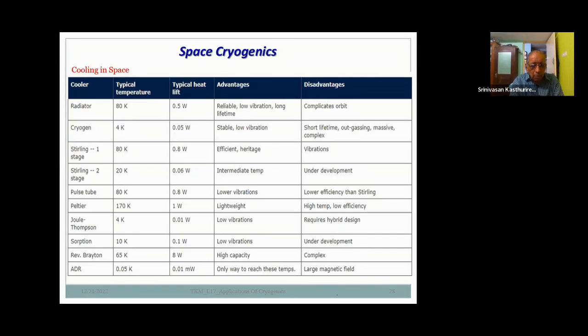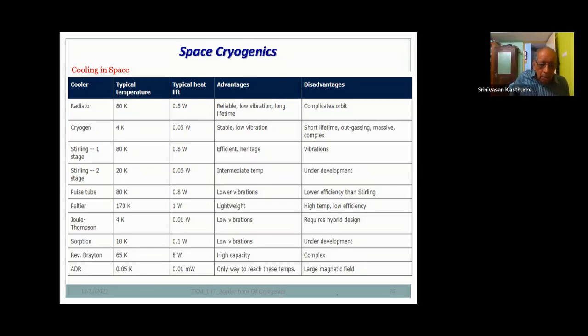Sharpson coolers can give you at 10 Kelvin about 0.1 watts. Whereas direct cryogenic fluids can give you a good low temperature performance. Then the reverse Brayton type of cryocoolers, 65 Kelvin operating zone, 8 watts, high capacity. It has high capacity advantage, but it's somewhat complex.